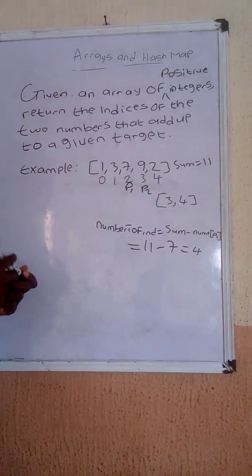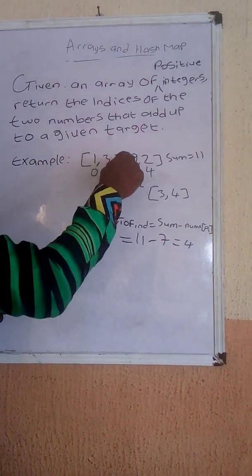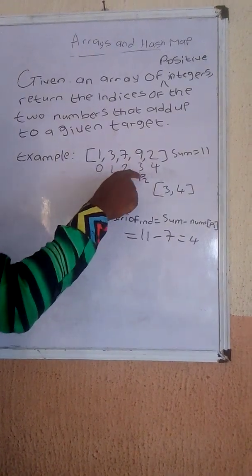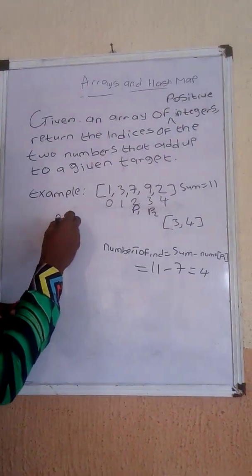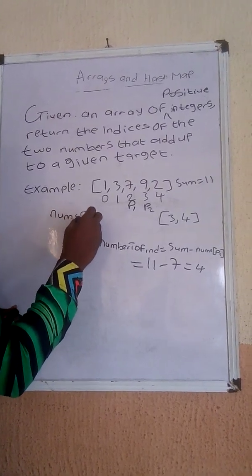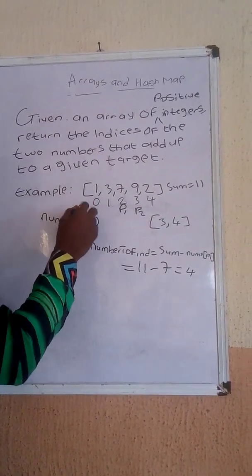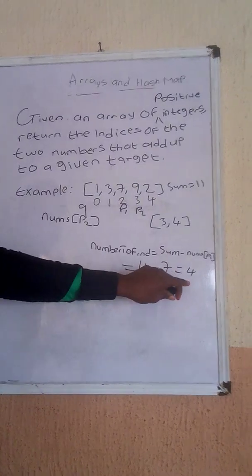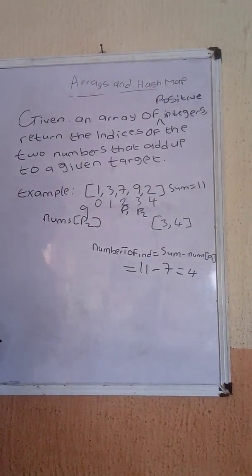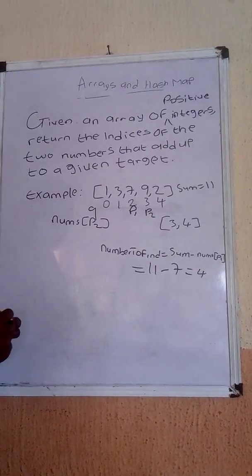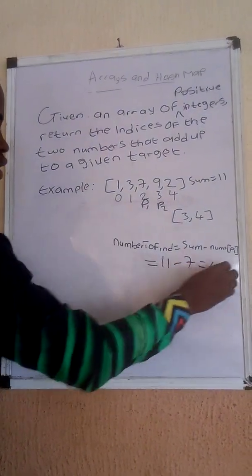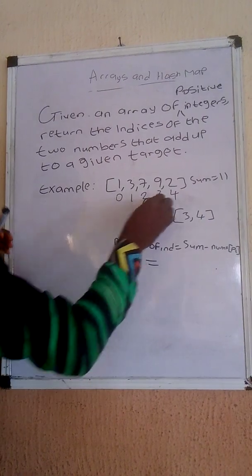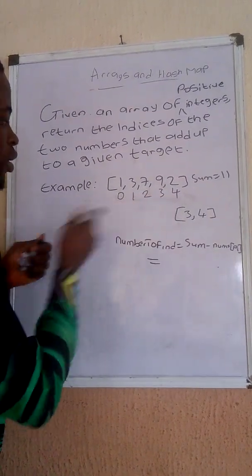Then we check: is the nums at P2, which in this case is 9, equal to 4, which is our number to find? It's not equal. So we reset our pointers, that is, we move P1 and P2 forward by 1.